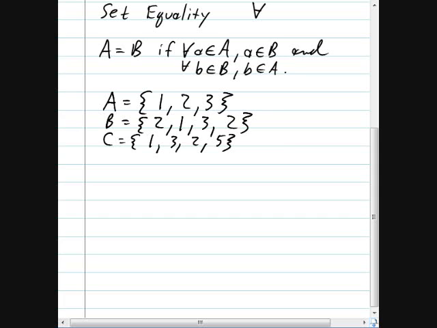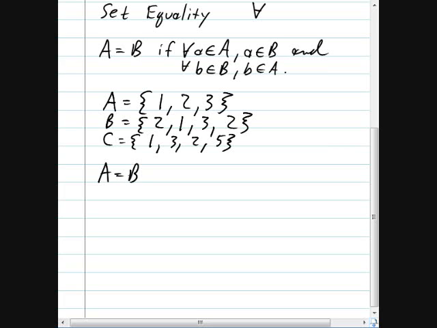Let's look at the second part of the definition. It says that every element in set B must be found in set A. So we do the same thing. We start with the element 2. Can we find that in set A? Yes. We go to the element 1. Is that in set A? Yes. 3. Is that in set A? Yes. 2. Is that in set A? Yes, it is. So actually, it turns out that the sets A and B are equal.